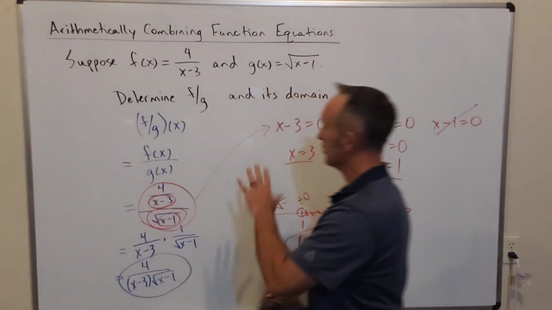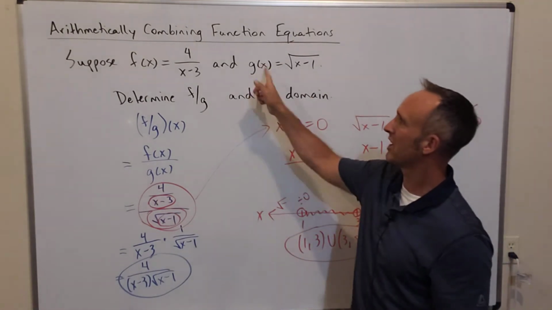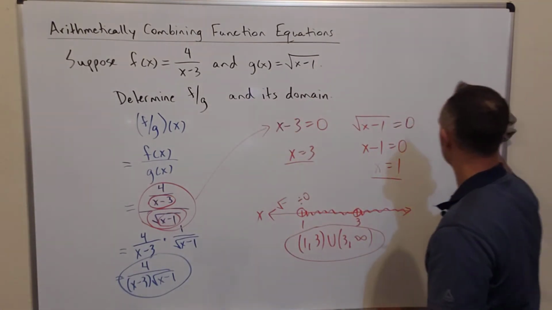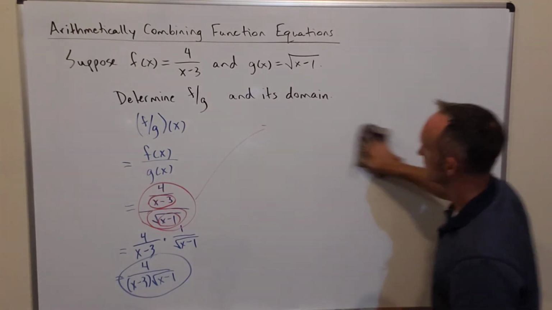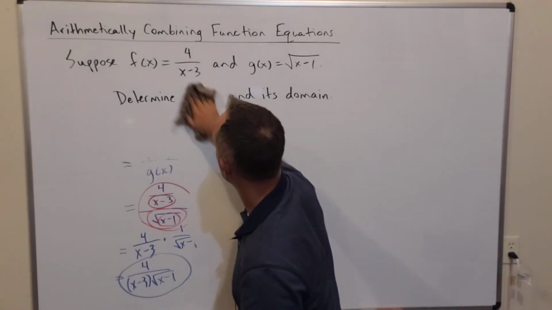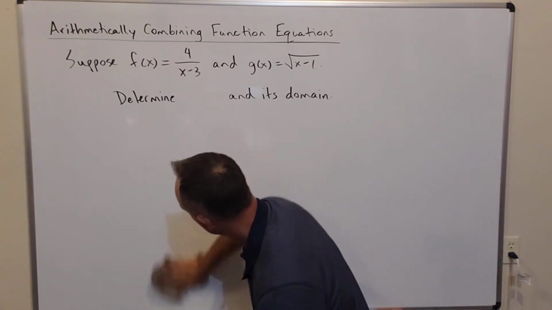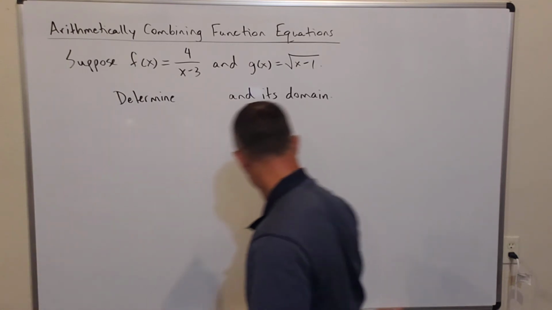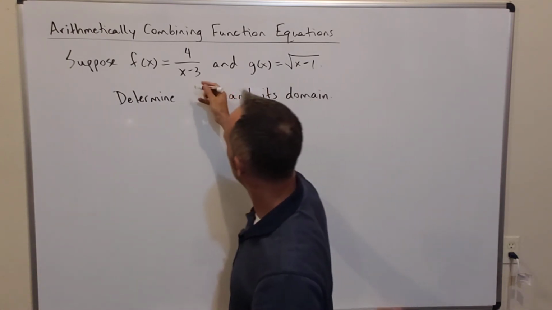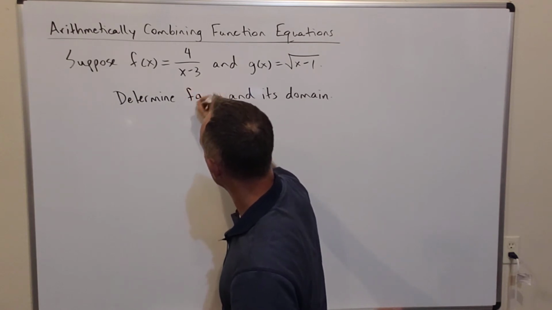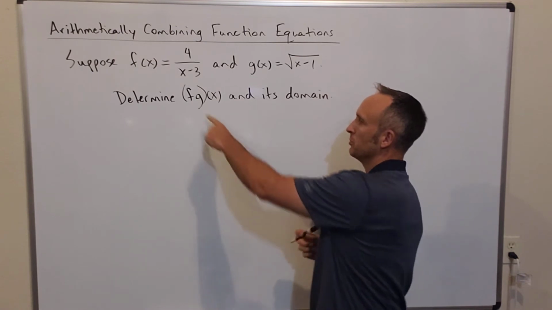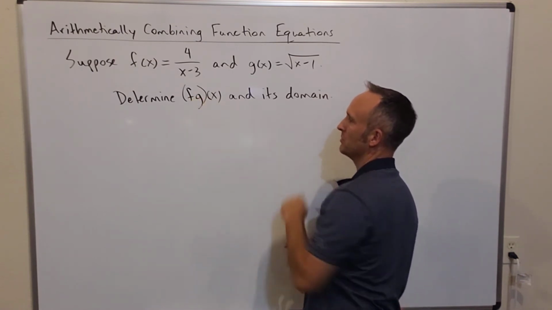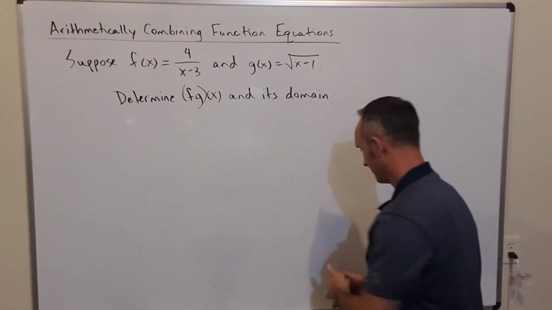All right, let's continue along these lines. Now we're going to do f times g. Same instructions, but with f times g. All right, so determine fg of x and its domain. And you could also put f dot g, f times g of x. They're the same thing.